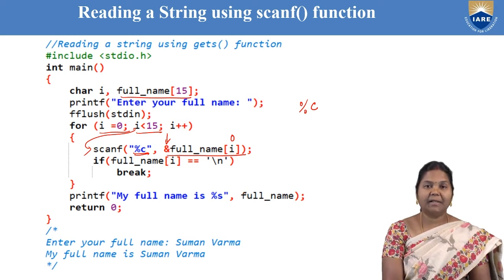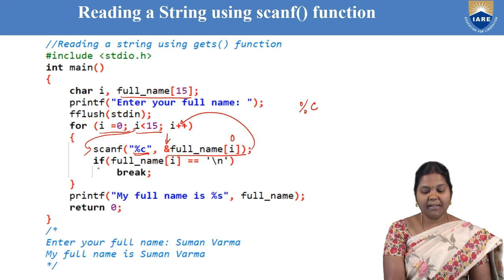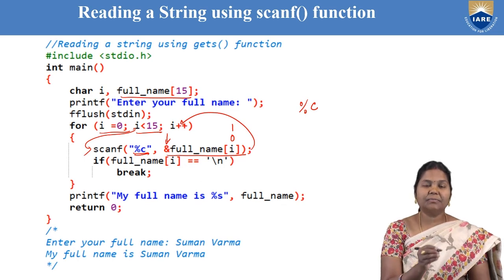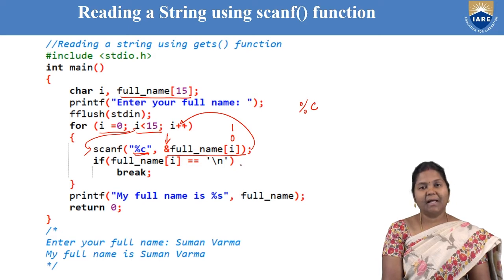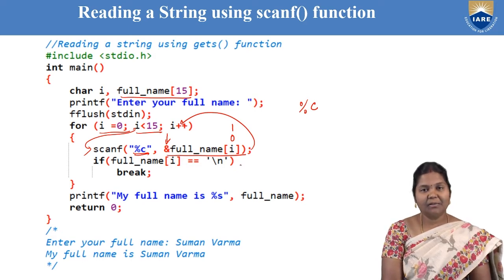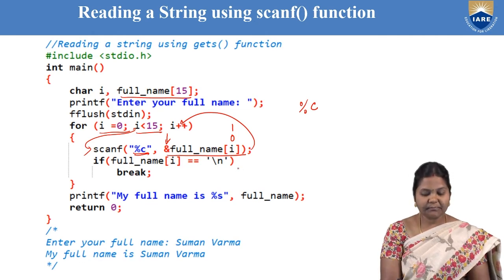Then i is incremented to 1. 1 is less than 15, yes, true. Then again, when i becomes 1, the second character will be stored into the first position. And this process will be repeated from 0 to 14. That means the 15-character string will be read using %c as the format specifier, that is, character by character.